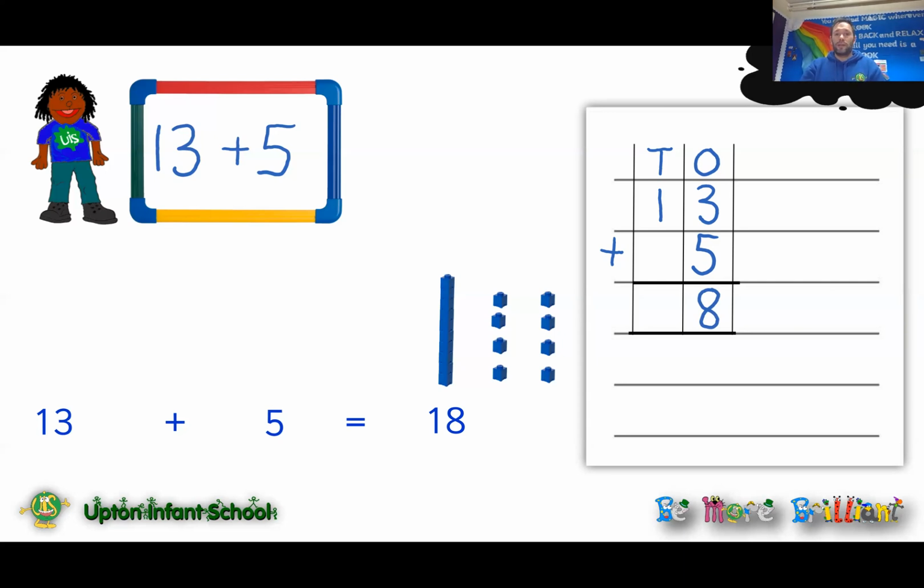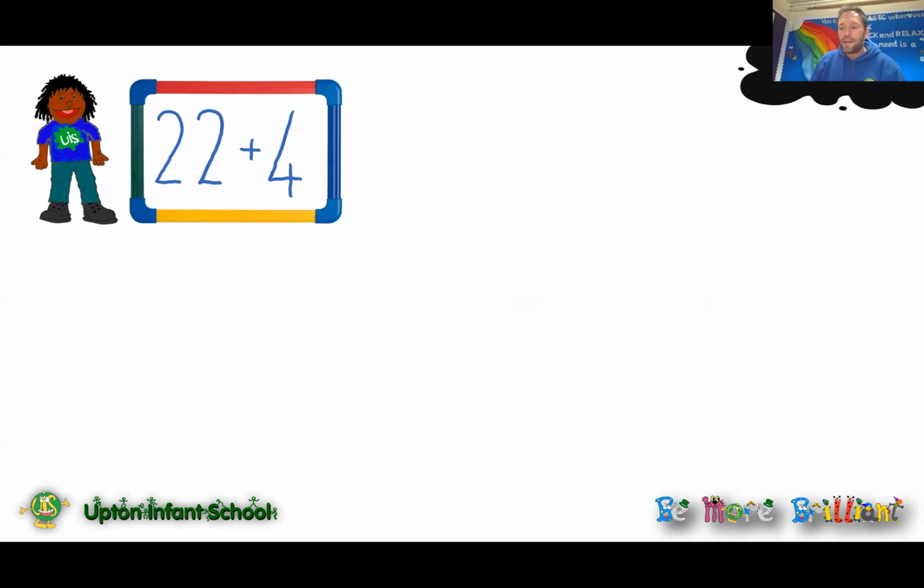The next thing I'm going to do is to look down my tens column, and I've only got 1 in there. I've got 1 ten, so I'm going to put that down in my answer line, and 13 add 5 is 18. Don't you think that's a quick and easy way to add those numbers together? I hope you agree.